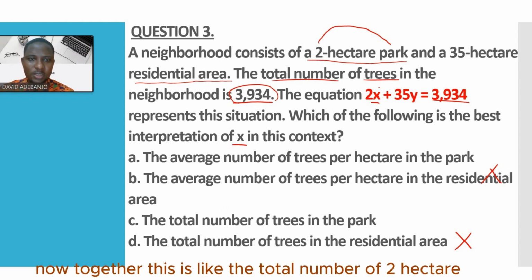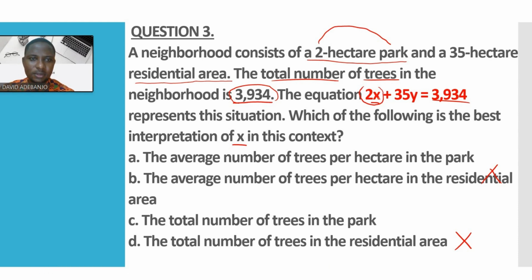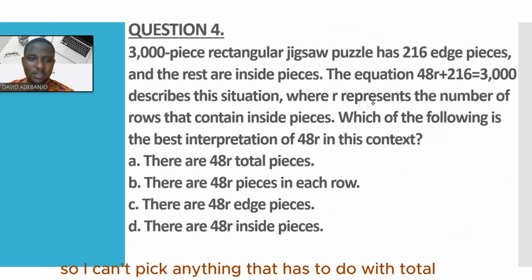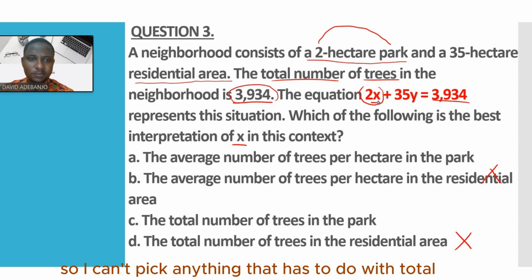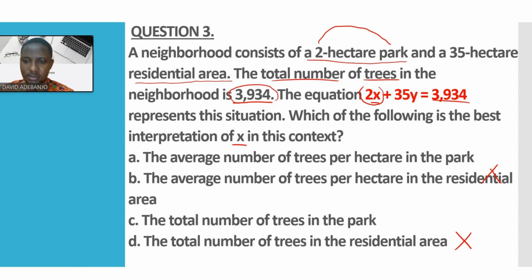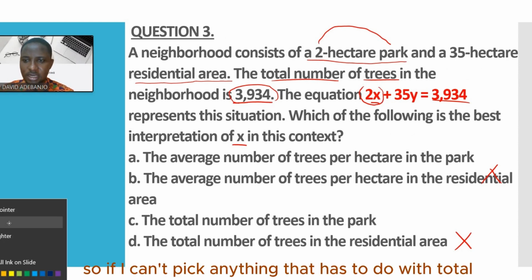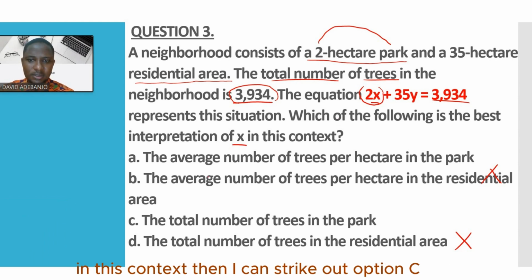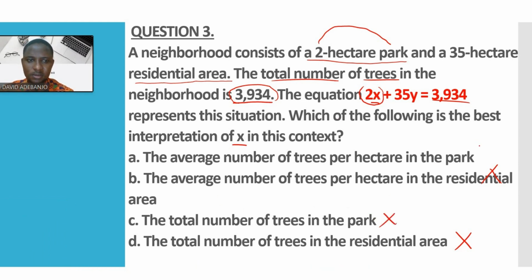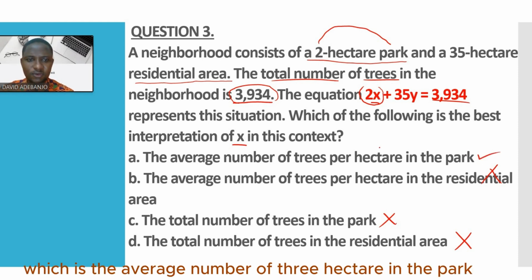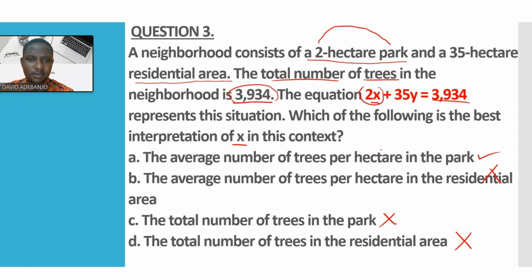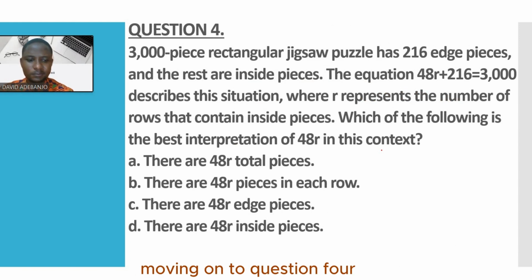Now, together, this is like the total number of 2 hectares, and they're asking for just x. So I can't pick anything that has to do with total in this context. If I can't pick anything that has to do with total, then I can strike out option C. Then A is the right answer, which is the average number of trees per hectare in the park. Moving on to question 4.